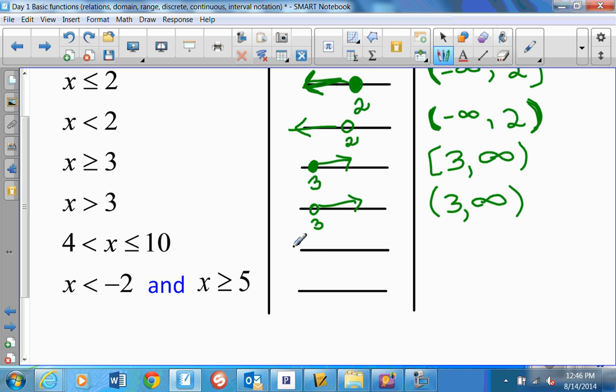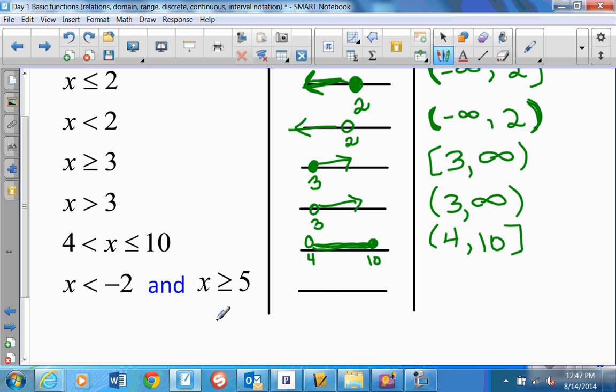Ooh, what's this in between business? Well, this is what we would have done. We've got a 4 and a 10. In probably Algebra 1, it's probably not pre-algebra, I would have had an open circle here, a closed circle here, and it would have been everything in between. All right, so let's write that in interval notation. Beautiful.